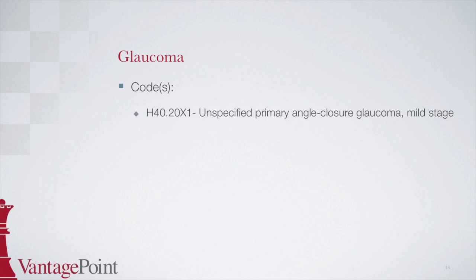As the code is only 5 characters in length, but a seventh character is required, an X placeholder is needed in the 6th character position. You'll notice that even though documentation also states that the glaucoma is for both eyes, laterality is not specified for primary angle closure glaucoma.